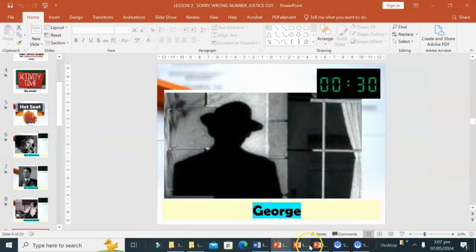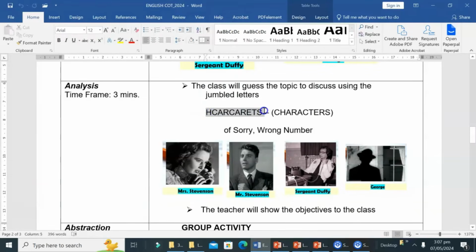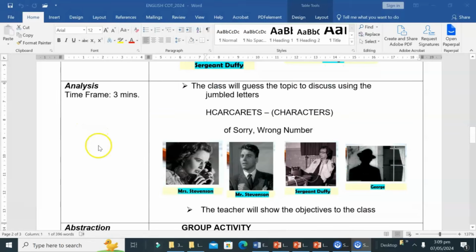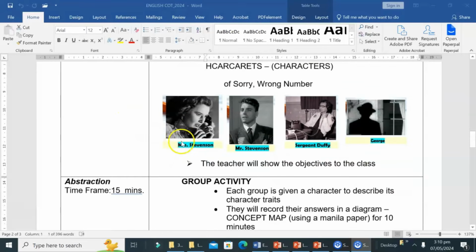So in my case, I flashed on the screen jumbled letters for them to guess what is the topic all about. Okay, so I have here the sample visual aid. The students can just immediately guess this one. This should have to be very quick. Okay, so that is why in here I only have written 3 minutes. It's just very quick. And then here, I write here, the teacher will show the objectives to the class.